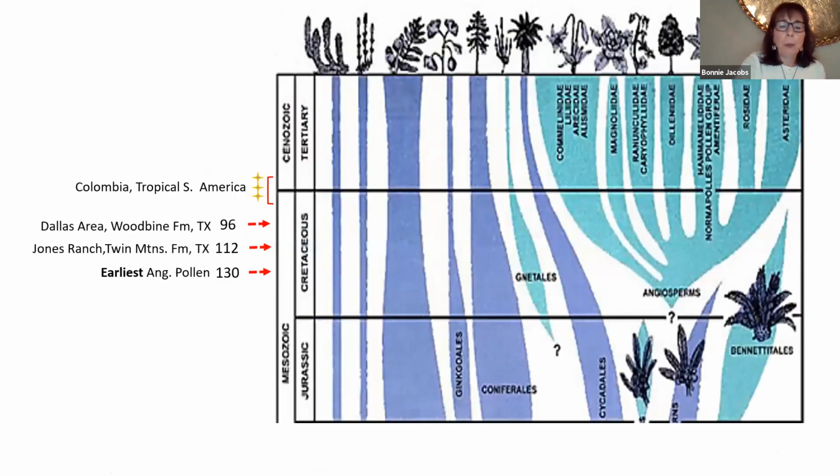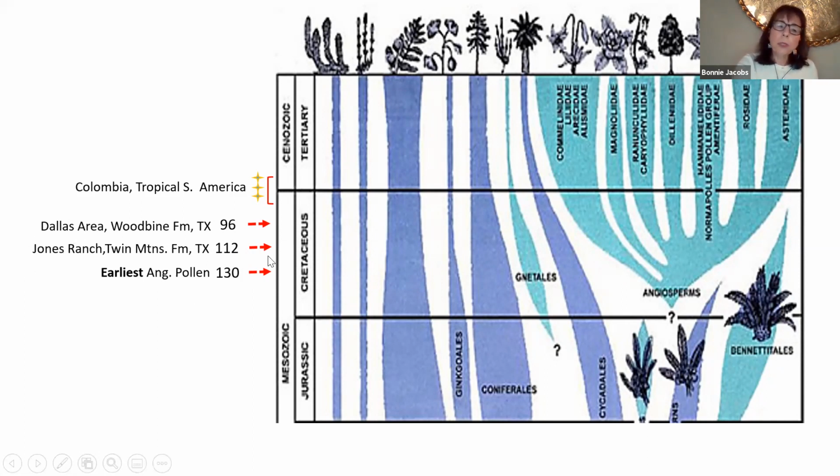If we zoom in now a little bit into the Cretaceous, we again see earliest angiosperm pollen here. Before we get to the Dallas fossils, we have another locality not far away near Glen Rose, and that's called Jones Ranch, and that's in the Twin Mountains Formation. So that's around 112. I might have that wrong. It could be 113. Let's give or take a million years. And then after that we'll talk about Dallas.